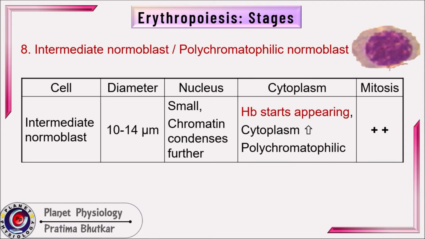Next stage is intermediate normoblast. Its diameter ranges between 10 to 14 microns. Nucleus has further reduced in size and chromatin also has condensed further. In this stage, hemoglobin starts appearing. Cytoplasm has increased in amount, and now the cytoplasm is polychromatophilic due to presence of hemoglobin, and as a result the cell is also known as polychromatophilic normoblast. This also can undergo mitosis.